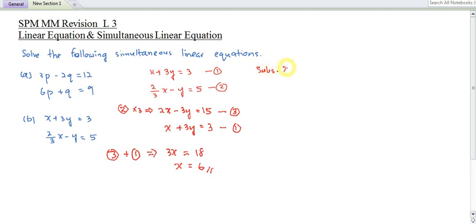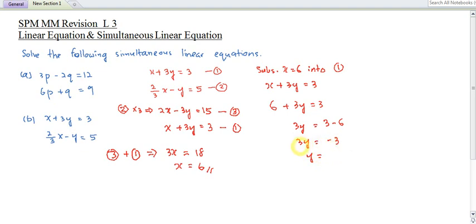Sub x equal to 6 into, so I think I choose the first one, easier, don't have any fraction here. So x plus 3y is equal to 3. Now I know that x is equal to 6. 6 plus 3y equal to 3. So 3y equal to 3 minus 6, because this nothing here means positive, and it becomes negative here, right? So 3y is negative 3. y is equal to negative 3 divided by 3. You get negative 1.